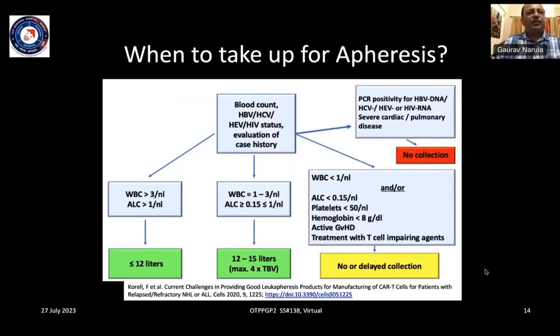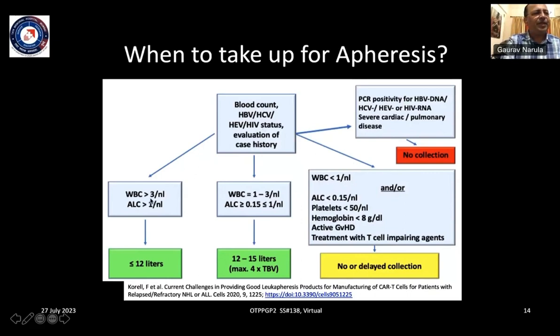So the next question is when to take up for apheresis. And I think Roman answered that very well, so I will not ask you now. I will just take you through it. This is a standard reference for how to decide when to take up patients for apheresis. Of course, do the routine evaluations and the viral markers, etc.